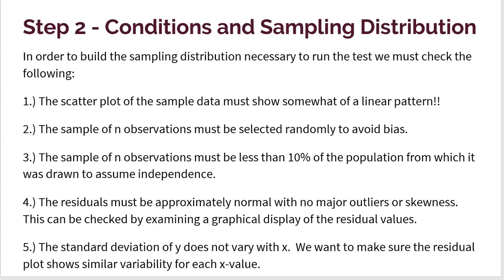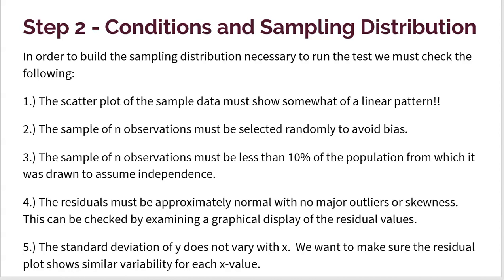Our sample does have to be under 10% of the population from which it was drawn to assume independence. Number 4 is that the residuals must be approximately normal. So this is the actual distribution of our residuals. Remember, the residuals are the difference between the actual Y values and the predicted Y values.